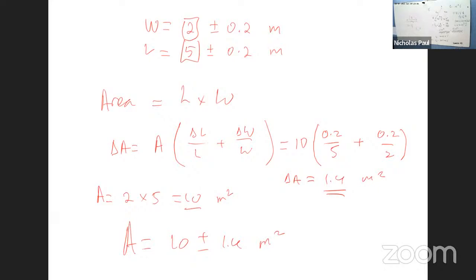Right, so in general, I would like you to remember this. Let's say you had something like that, and you wanted to find the error. Or you would find the error here.